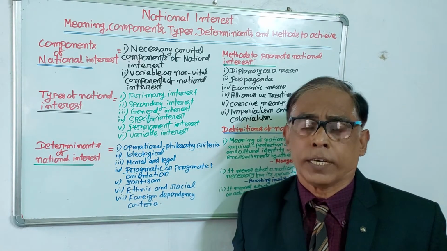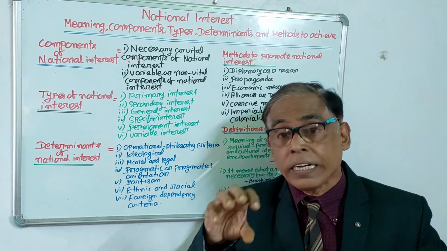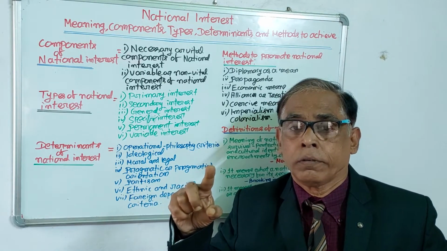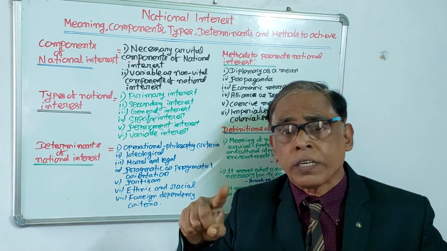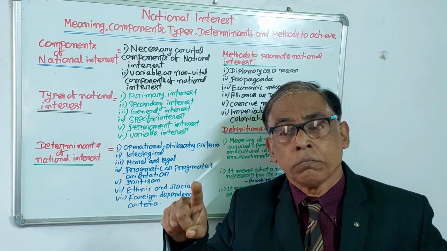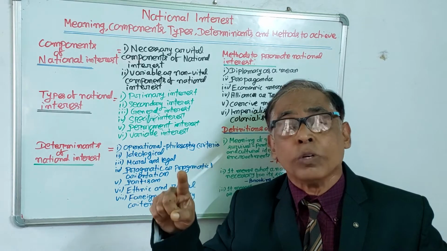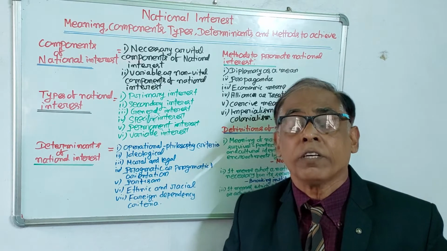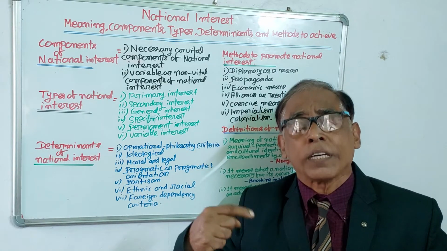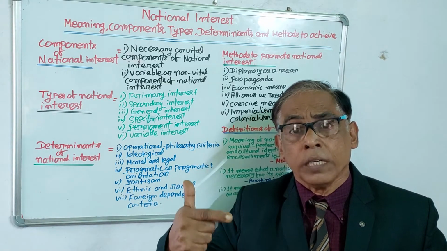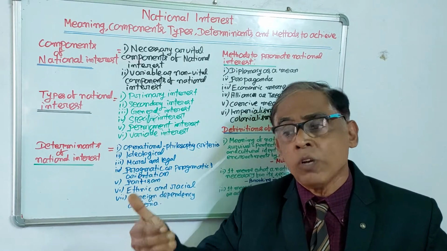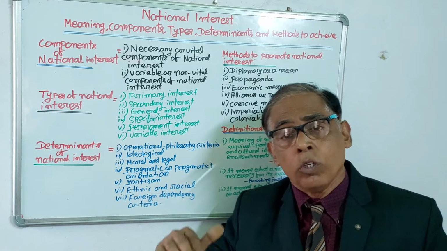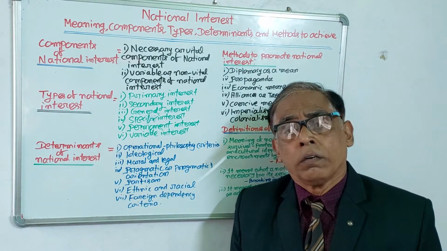Number two, ideological. The ideology of a country also determines the national interest. For example, if the ideology of a country is communism, that country will try to establish its relationship with communist countries. It will avoid democratic countries. If the ideology of a country is democratic, it tries to have good relationships with democratic countries. It will avoid communist countries. So ideology also determines the national interest.